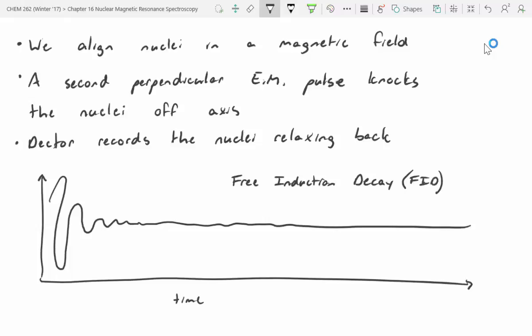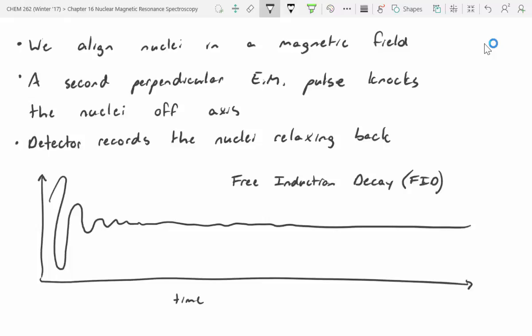Yep. What's that word right there? Which one? Oh my goodness. Detector. You can give a guy a PhD, but you can't make him spell right.